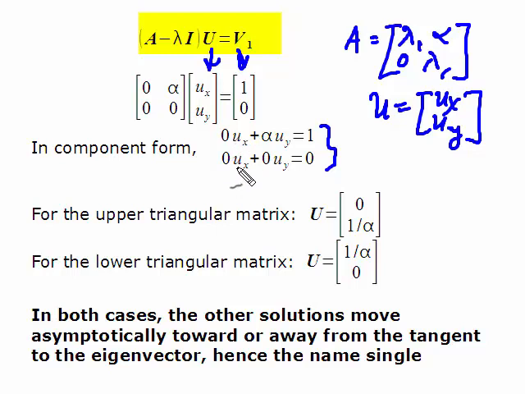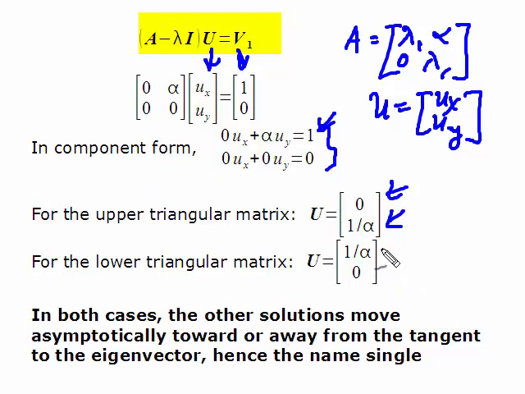Obviously, the x component can be anything, so who cares what that is? I'm going to put that to 0 because it can be anything, but in this case we want a 0 because we're equal to 1 over here. Now, uy is just 1 over alpha. Like I say here, for a lower triangular matrix, you end up with something similar here.